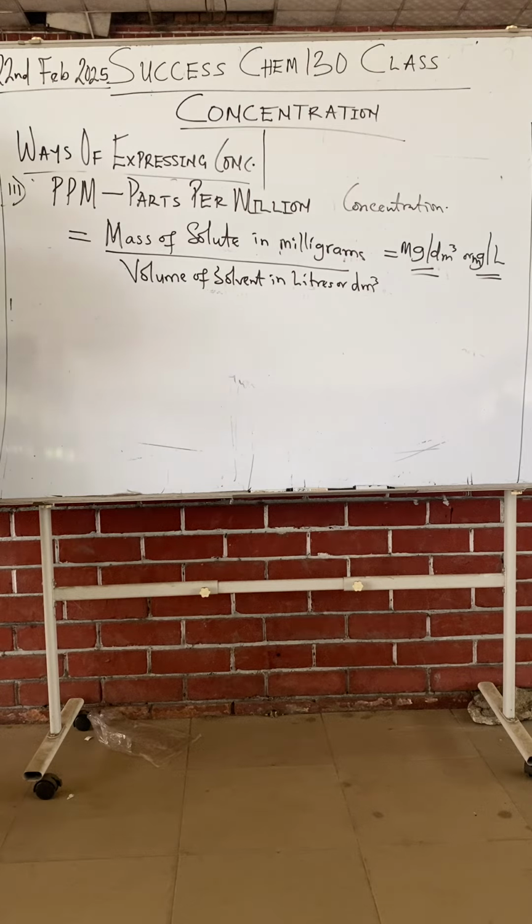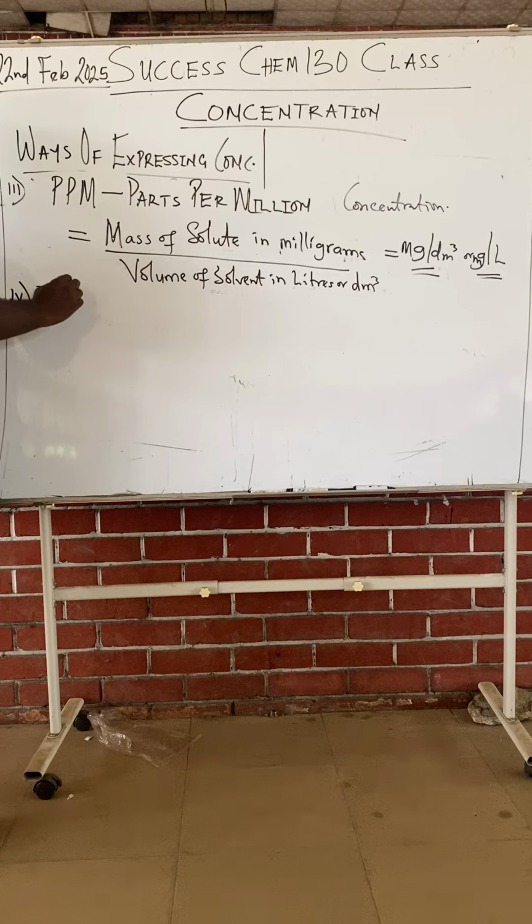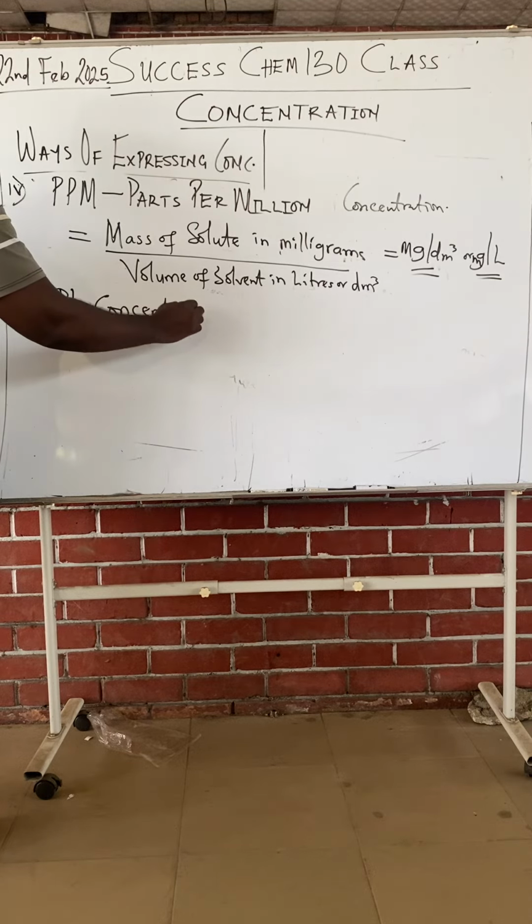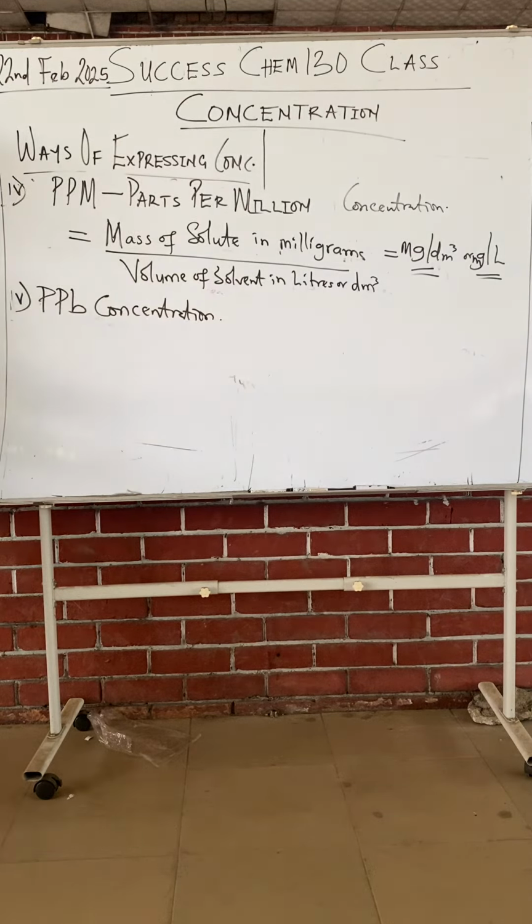And next one, we want to look at PPB. PPB concentration, parts per billion. This is 5. If you are asked to calculate the concentration of a solution in PPB, PPB means parts per billion.